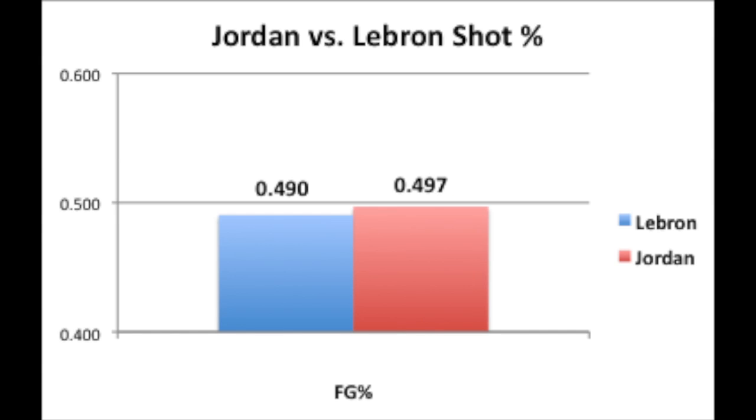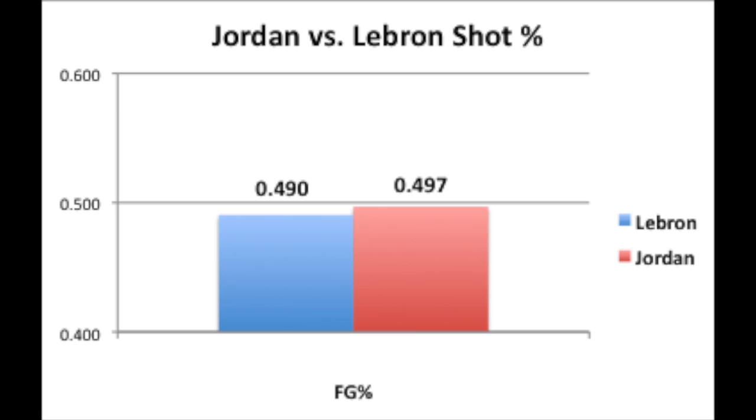Finally, though, let's look at field goal percentage. LeBron is shooting 49%, but Jordan is shooting 49.7%. LeBron shoots at a higher percentage in both twos and threes than Jordan. However, his overall field goal percentage is actually lower than Jordan's. Does this make sense? How can he be more accurate in each type of shot, but be less accurate overall?